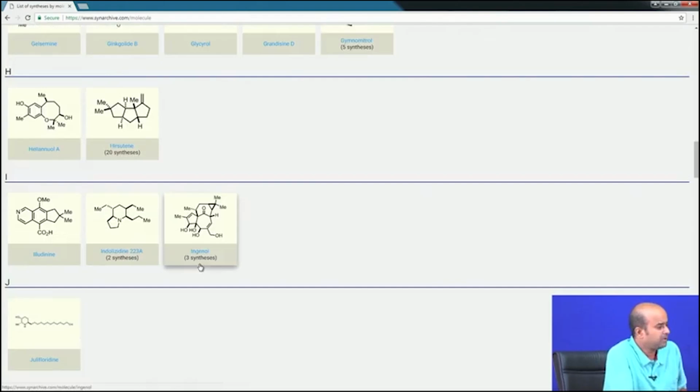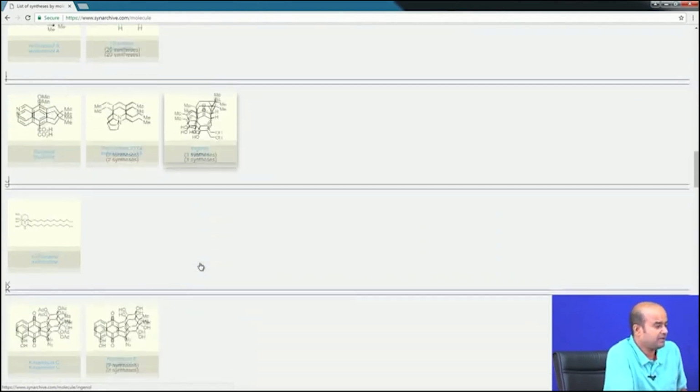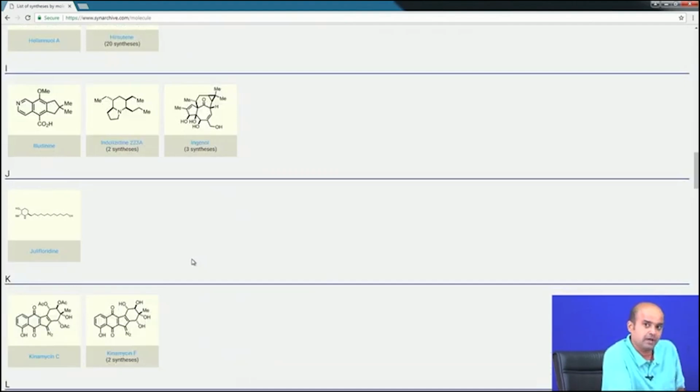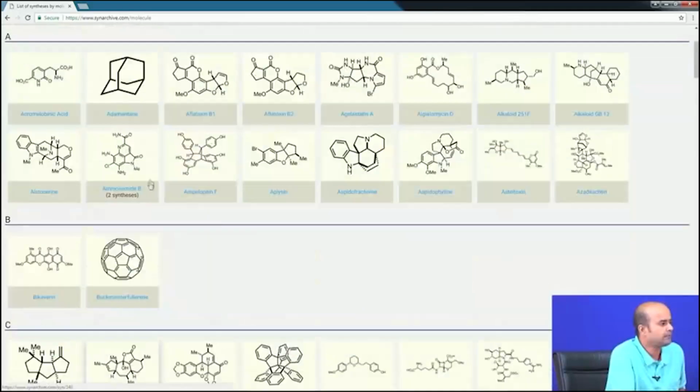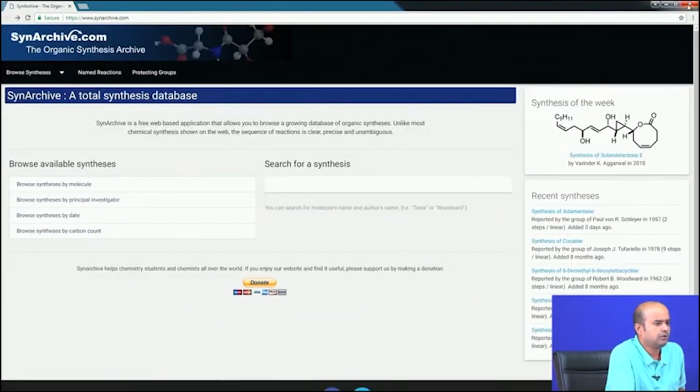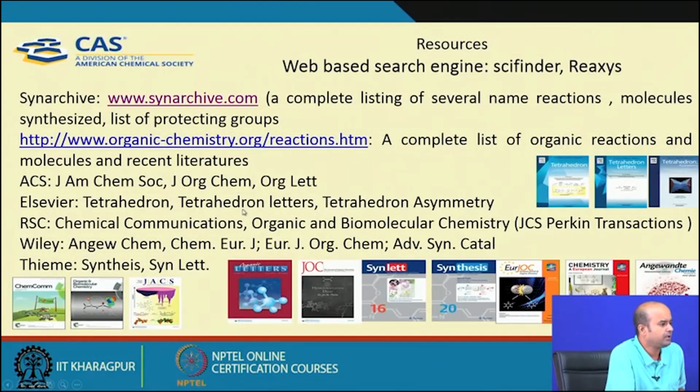You can design the pathway in your independent thinking, and if some reactions are not familiar to you, you can also access the reaction through this portal. So, this is one good resource which is available to you.